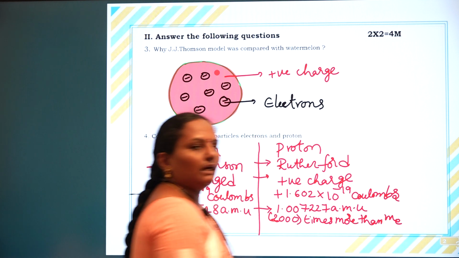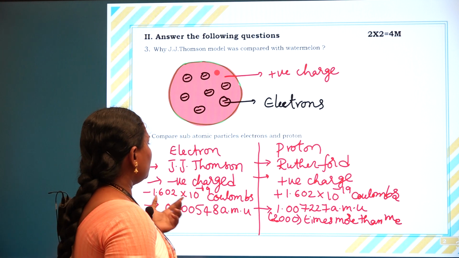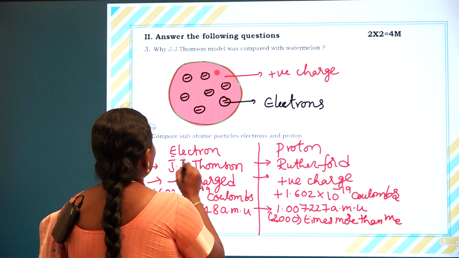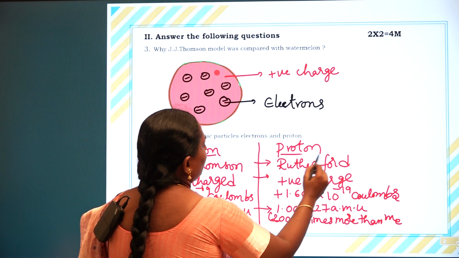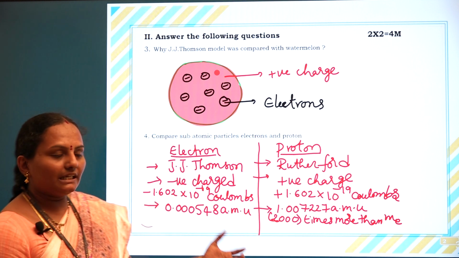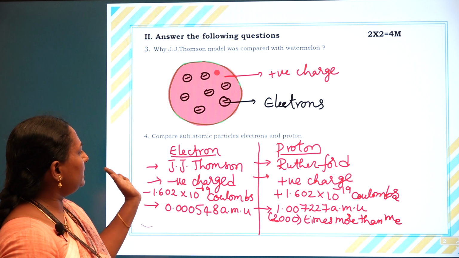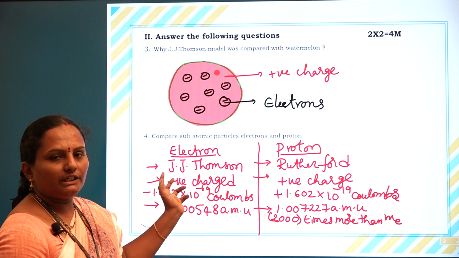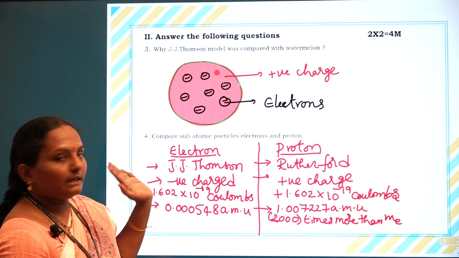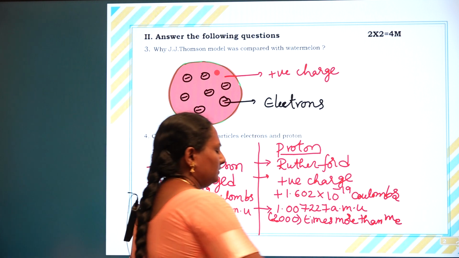After the discovery, we know the electron is present outside the nucleus, whereas the proton is present inside the nucleus, according to Rutherford's atomic model. So in this way we can differentiate both the fundamental particles, electron and proton.